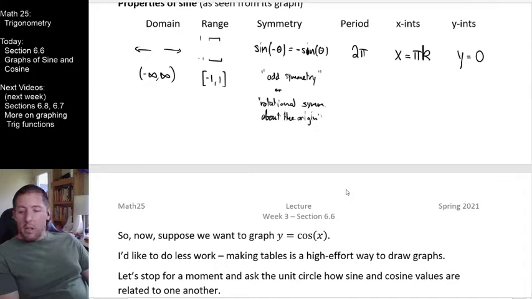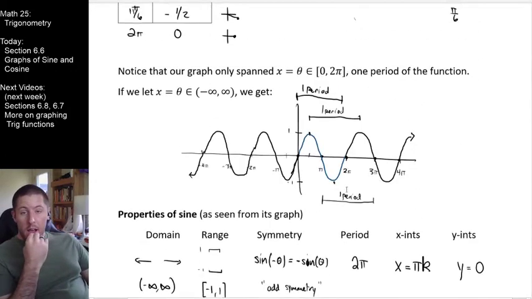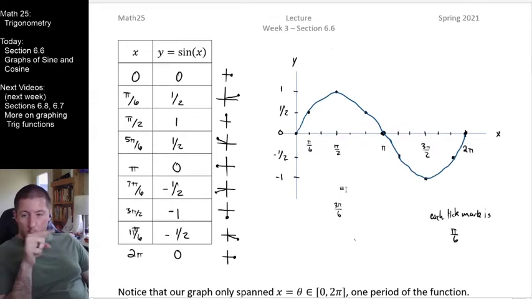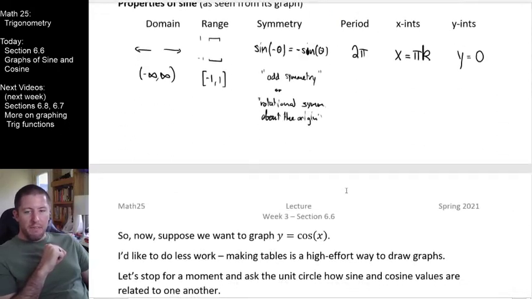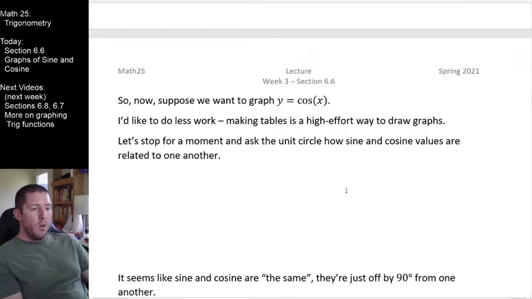So now let's change what we're looking at. Now suppose that we want to graph the cosine of x. Well, I don't want to do all this work again. Making tables is my least favorite thing ever to do by hand. I want a computer to build every table I'm going to build for the rest of my life. That's the effort version of drawing a graph. Let's see if we can think instead of do, so that we can produce a graph with less work.